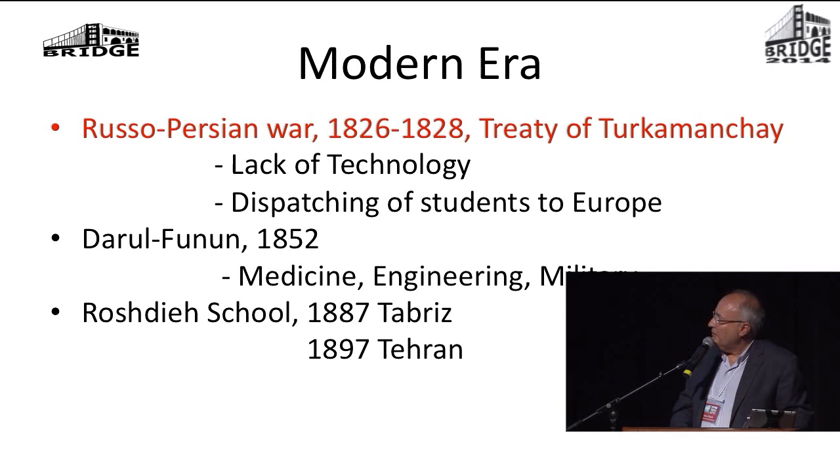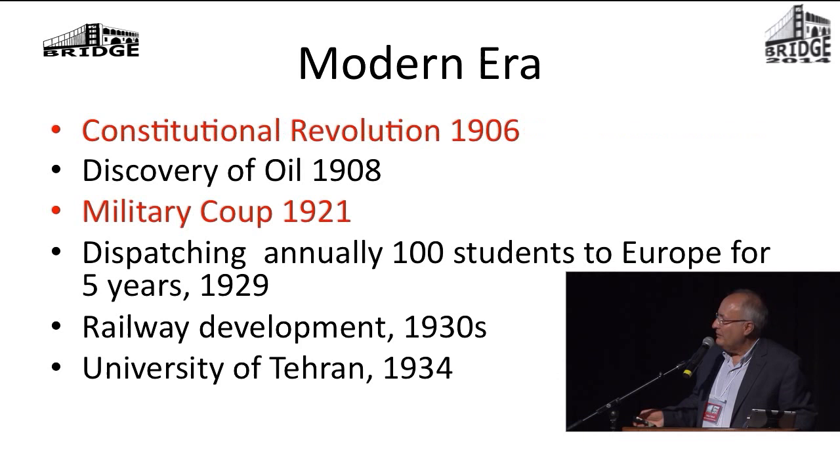Later on, the most important thing is Darul Funun. Amir Kabir founded it, and you know all the story about it. The movement of the new education system started after Darul Funun, which was an institute of higher education, but the elementary school started later. Mirza Hassan Rushdie, you know about it, first started in Tabriz and ten years later in Tehran. But in the modern era, we can continue with the constitutional revolution in 1906. It is the same time as the discovery of oil in Iran. And later on, the military coup in 1921, a new atmosphere for modernization of Iran started.